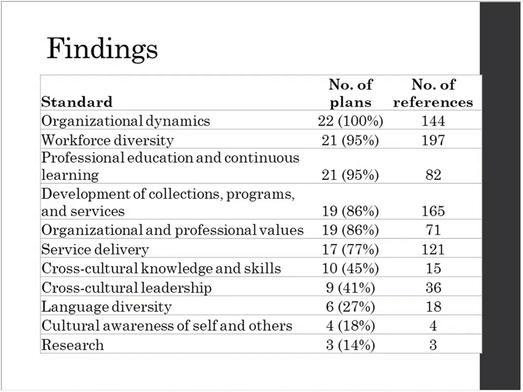So here you can see in descending order of frequency the ACRL standards listed and how often they appeared across the pool of plans that I obtained. You can see that the most frequently listed standard was organizational dynamics, and the least frequent was research, mentioned in the diversity plans that I looked at.